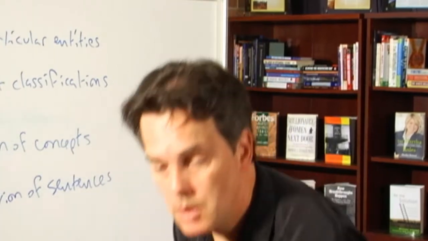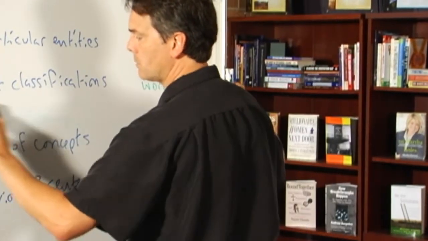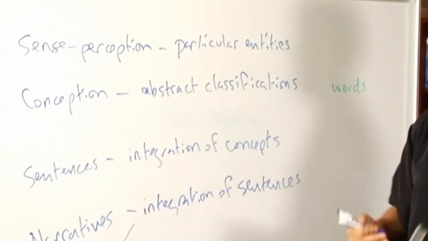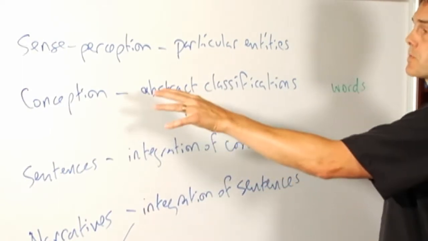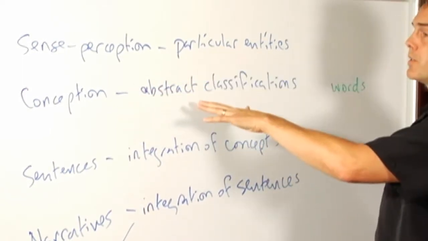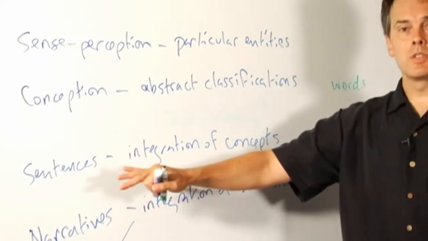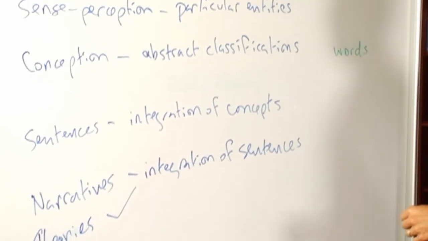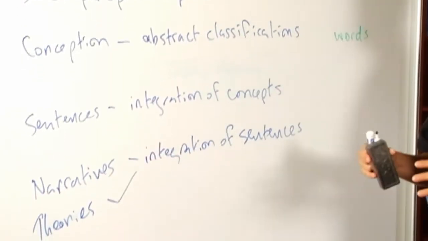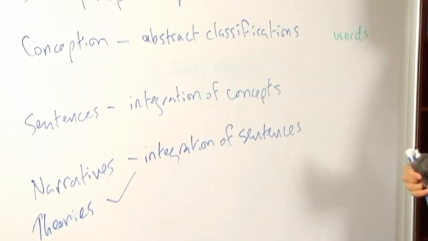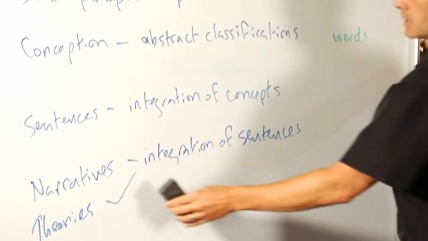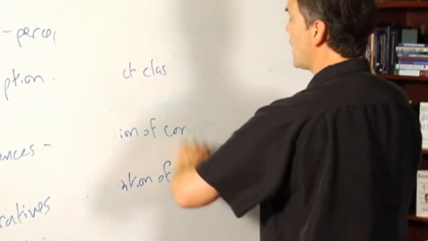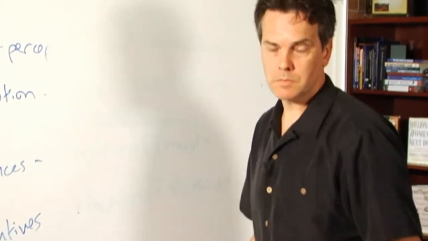All right, so let me tidy this up a little bit here. We have perceptions, which are integrations of sensory data that are coming in, concepts where we group the particulars that we're aware of into abstract classifications, sentences in which we integrate particular concepts into various complicated structures that describe particular states of affairs, and then narratives and theories, which integrate a whole bunch of sentences into more complicated abstract structures here. Now, question, what does this have to do with education? Lots.